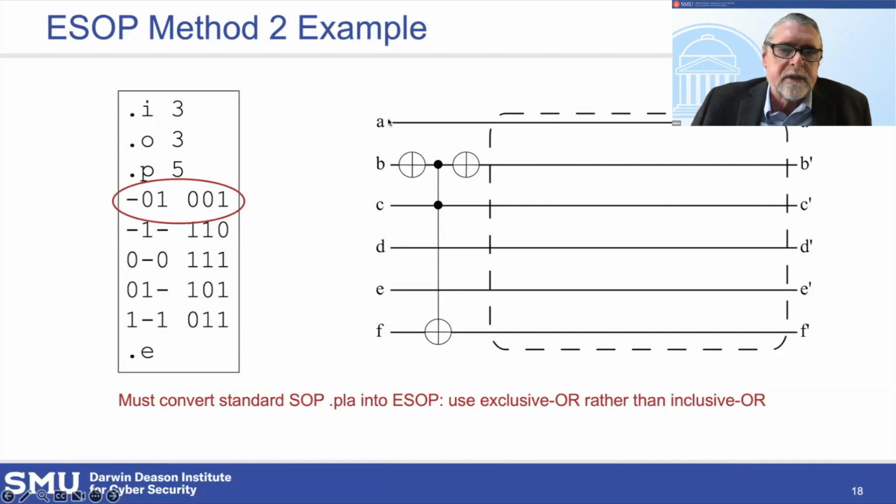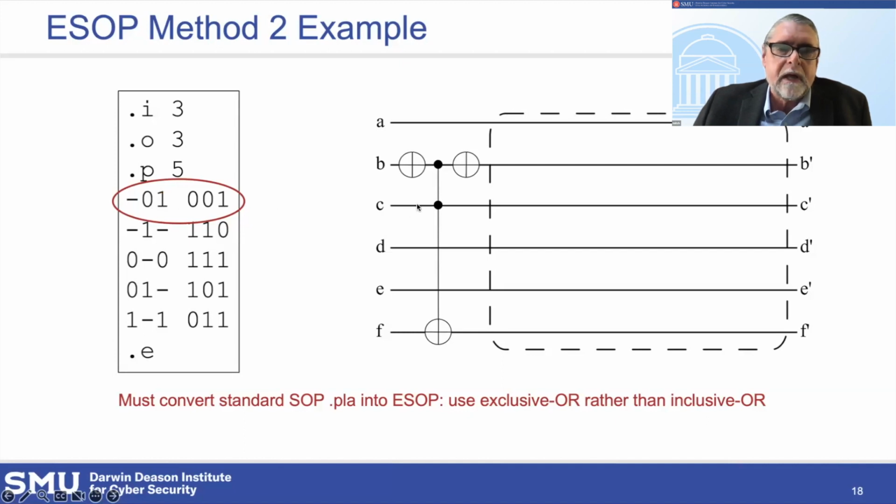So the idea is that we have n plus m lines. A, B, and C are the 3 domain bits. D, E, and F are the 3 range bits. And these 3 range bits are initially initialized to ket 0. And we see that we have in the domain a dash, so we do nothing. We have a 0 here, so we want to convert that to a 1 to activate this control point, and then we convert it back.